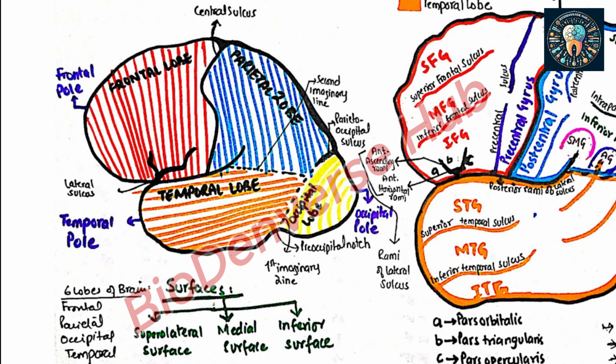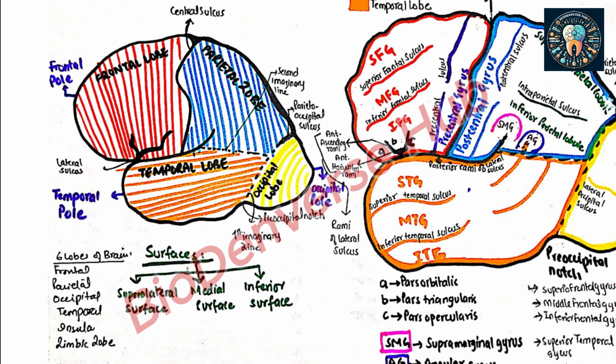Now, if we draw a first imaginary line, it will separate our occipital lobe from the temporal lobe as well. We have a preoccipital notch as well, as you can see in the diagram. After that, we have a lobe shaded in the orange color, and that corresponds to the temporal lobe. The temporal lobe is separated from the parietal lobe by the second imaginary line, as it was separated from the occipital lobe by the first imaginary line.